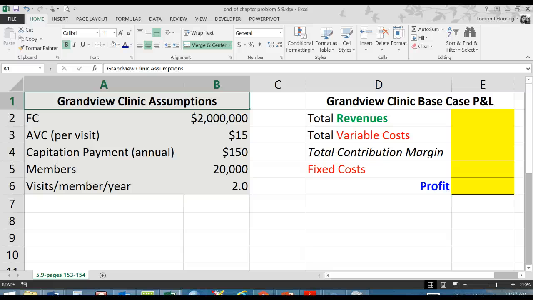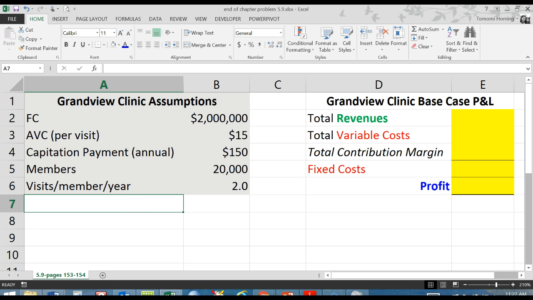In this brief video tutorial, I'll be walking through end of chapter problem 5.9, letters A and D, found on pages 153 and 154 of your course textbook. You can see I've taken the time to transfer all of the known facts from the word problem into a new Microsoft Excel workbook in this gray shaded area, but we'll go through each one of those. So the first sentence reads that the Grandview Clinic has fixed costs of $2 million.